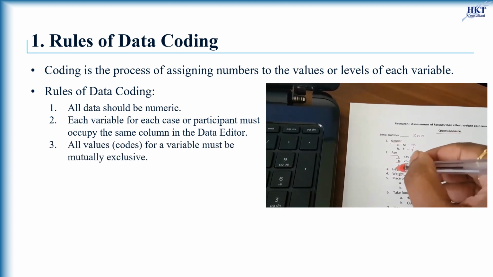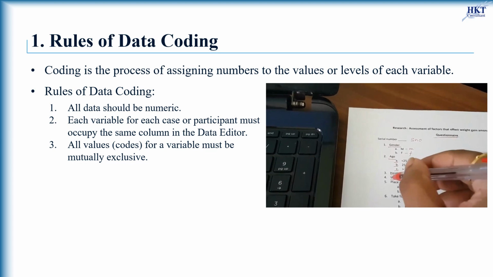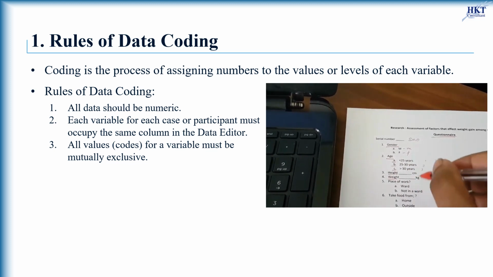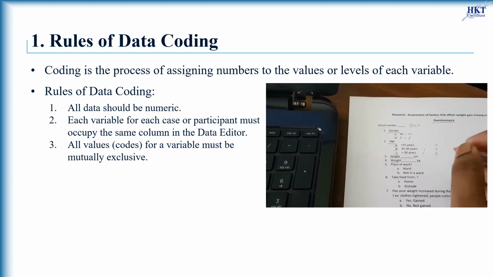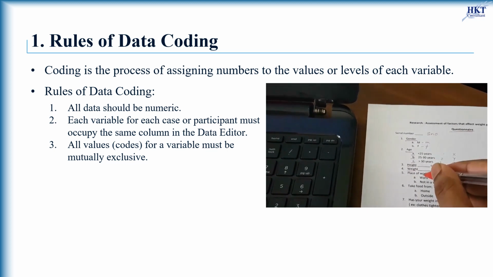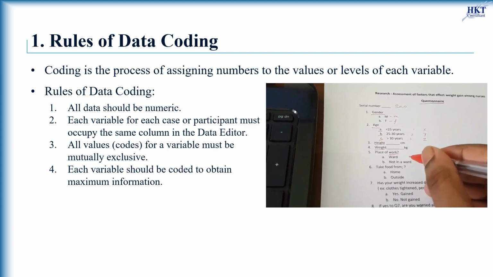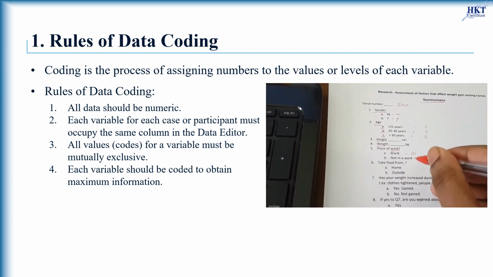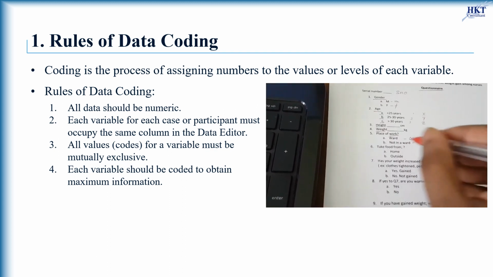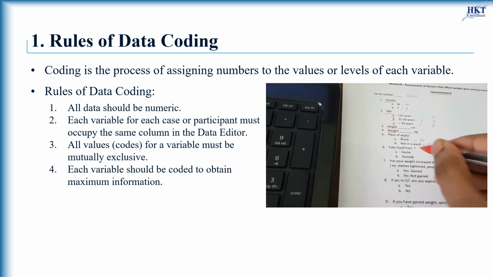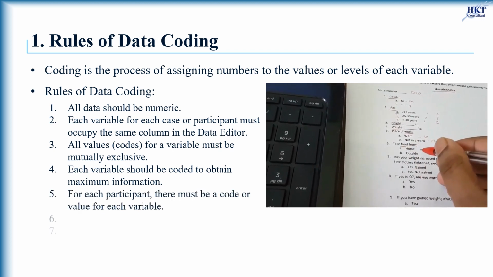Thirdly, all values for a variable must be mutually exclusive. That is, only one value or number can be recorded for each variable. The fourth rule is that each variable should be coded to obtain maximum information. Do not collapse categories or values when you set up the codes for them. If needed, let the computer do it later.